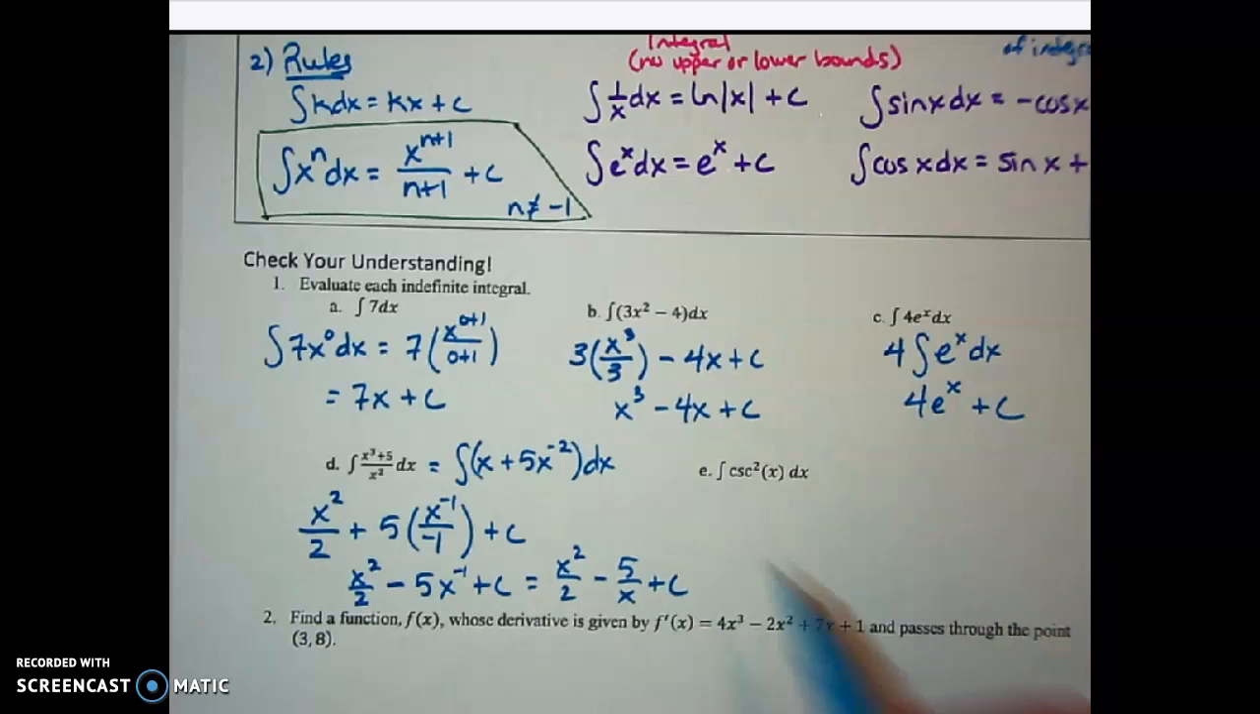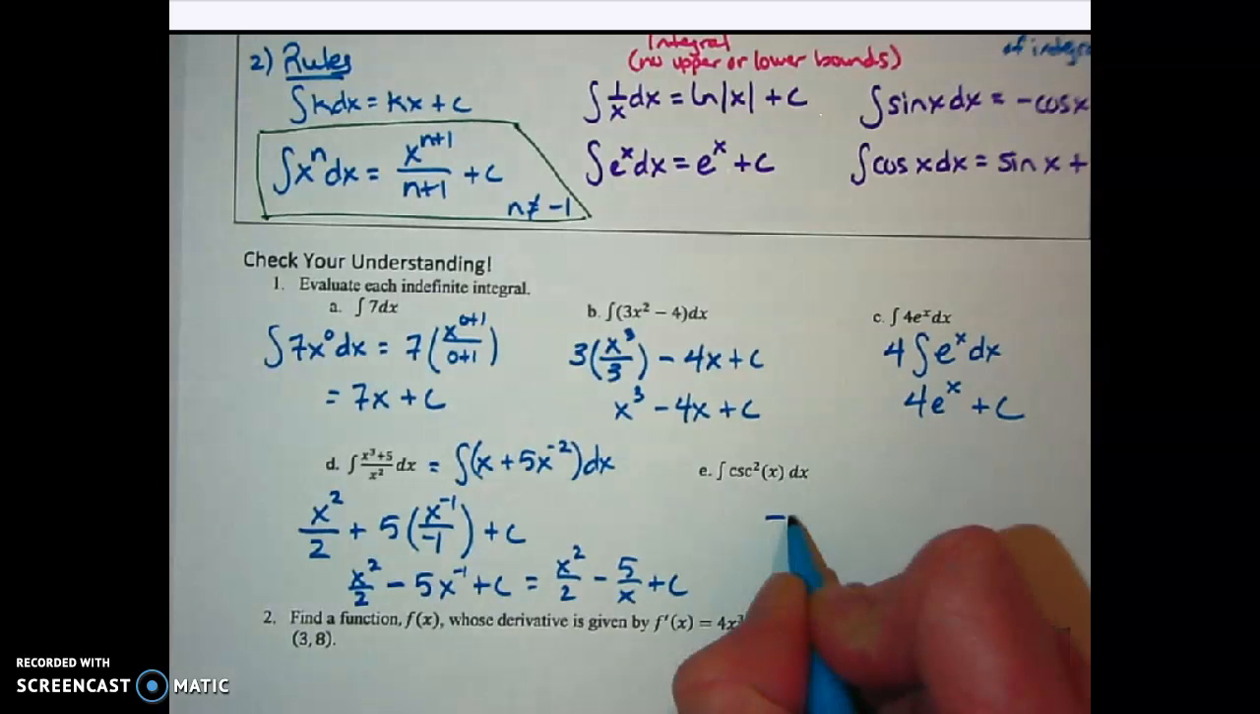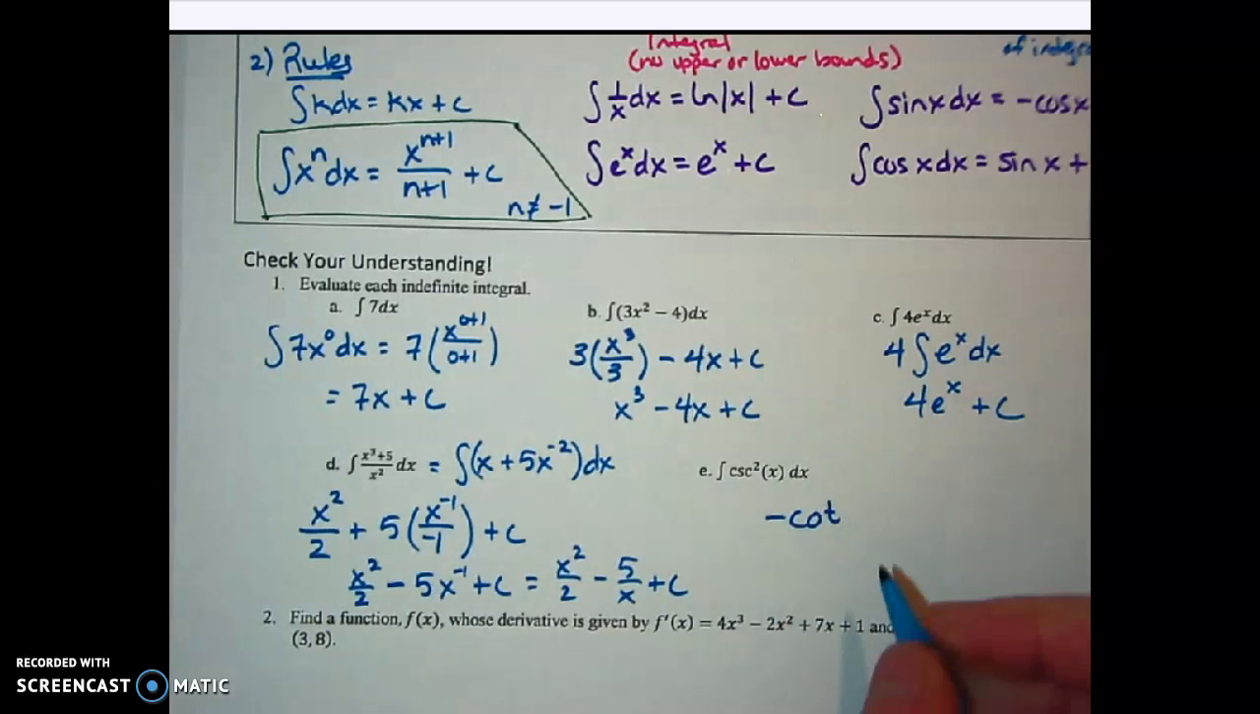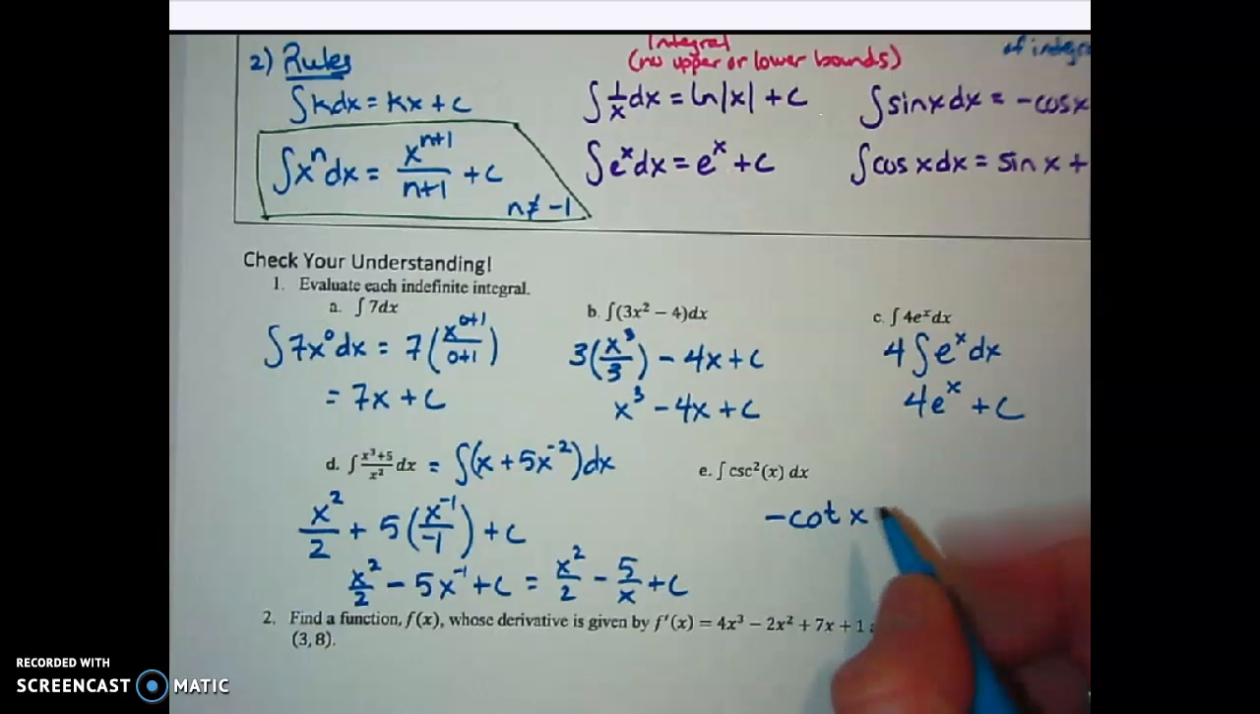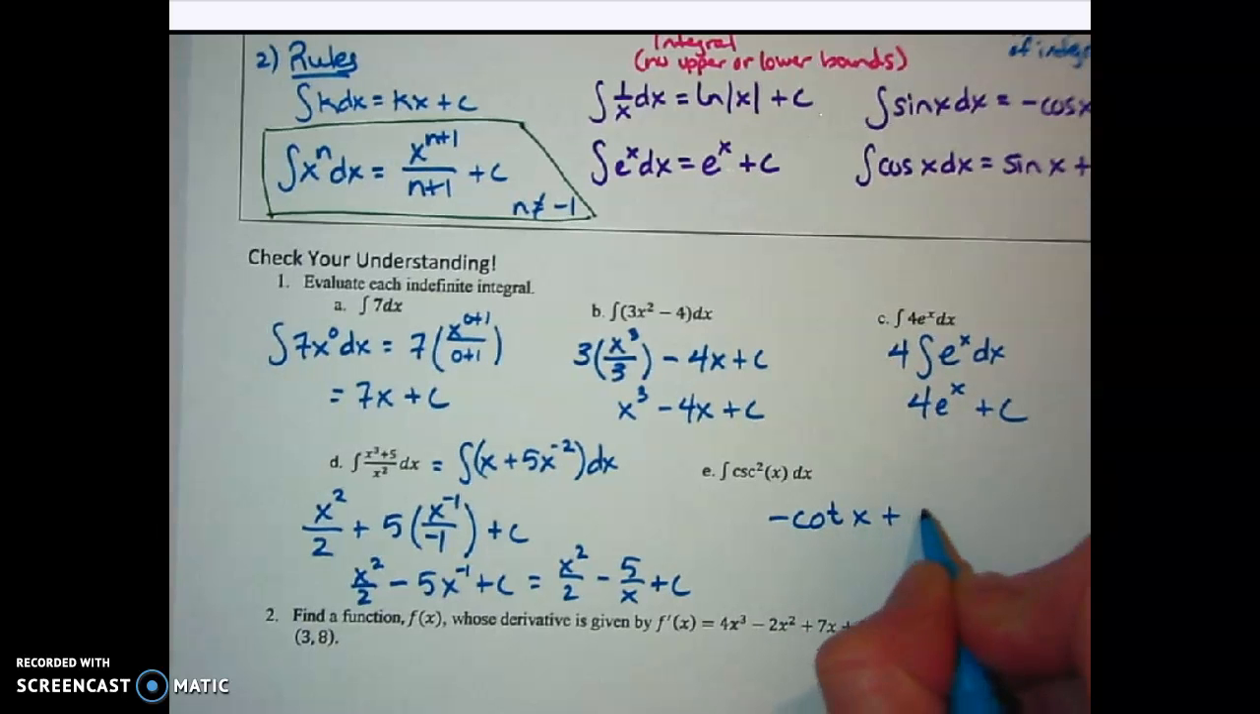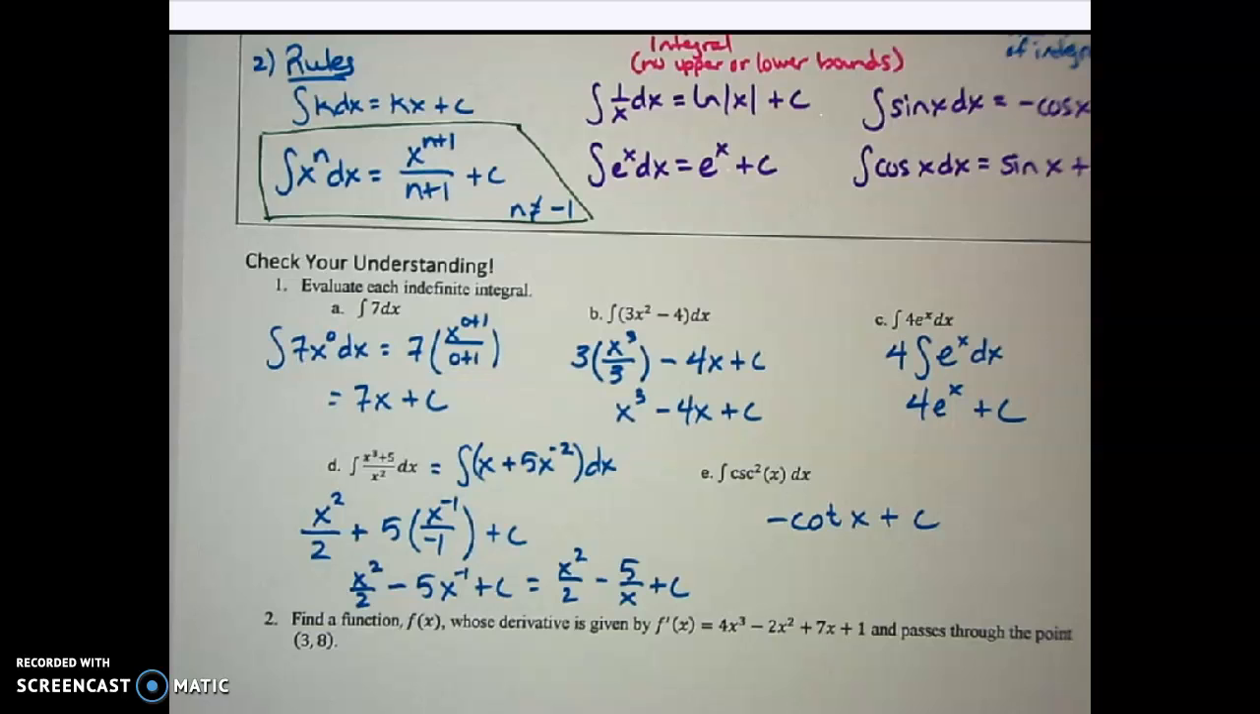This third one, we will hopefully get into an example like this when we get into u substitution. But for now, I want to remind you not to forget that you have that handy-dandy card. Looking at the handy-dandy card, the integral of the cosecant squared is the negative cotangent of x plus c.